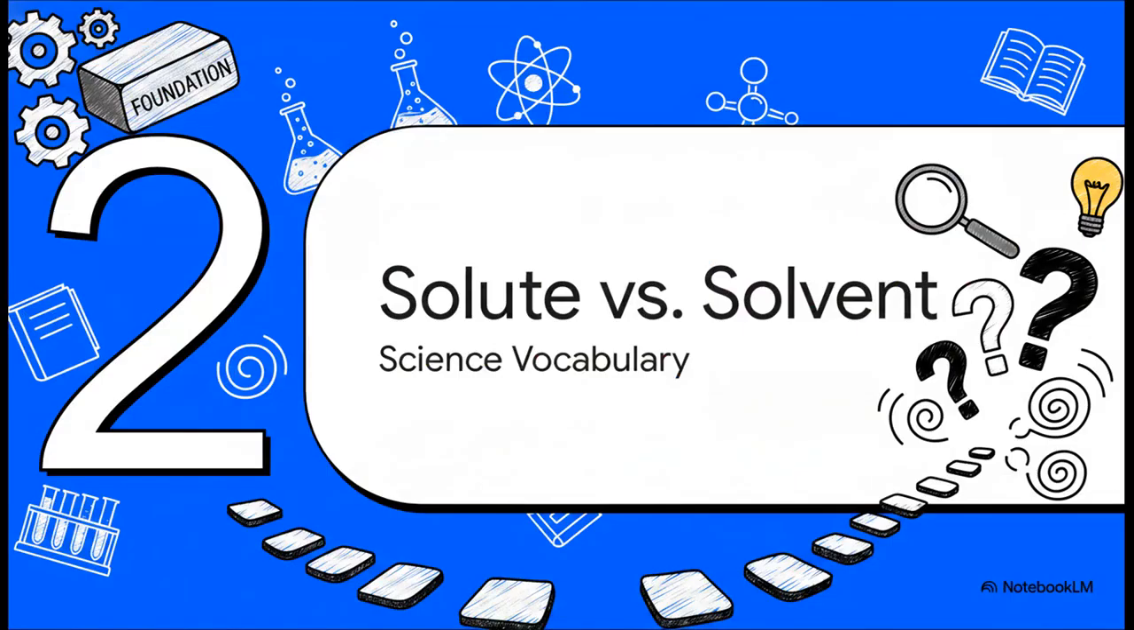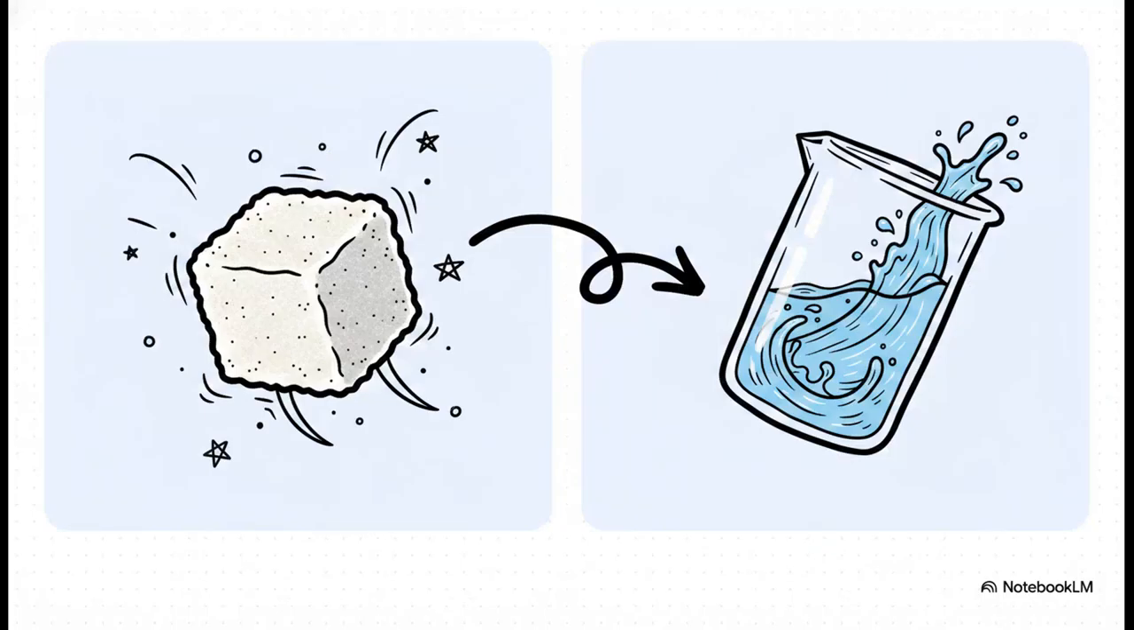Moving right along to section 2, Solute versus Solvent. Okay, before we tackle any more mysteries, we've got to lock in our science vocabulary. Think of a mixture kind of like a party. We've got two main characters, the solute and the solvent. The solute is the guest. It's the substance actually getting dissolved. The solvent, on the other hand, is the host of the party. It's the doer, the one putting in the work to do the dissolving. So if you stir some sugar into water, the sugar is our guest, the solute, and the water is the host, the solvent, doing all the heavy lifting.